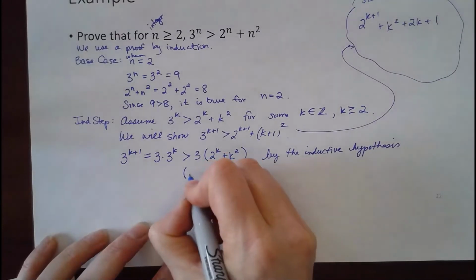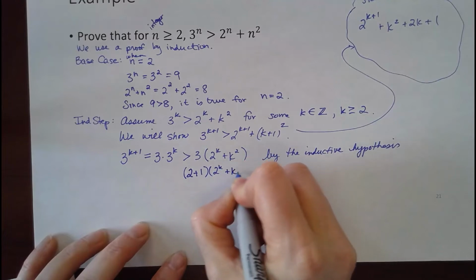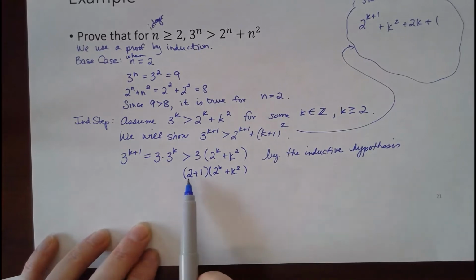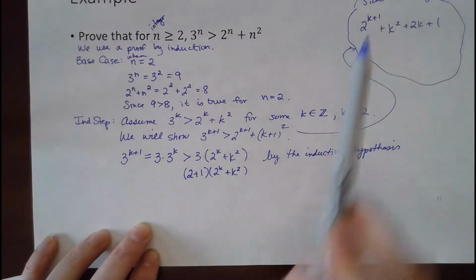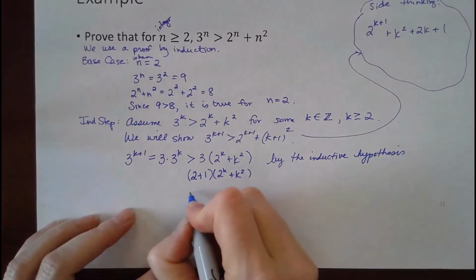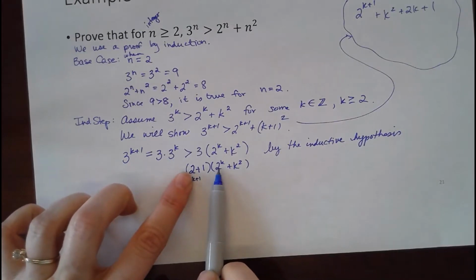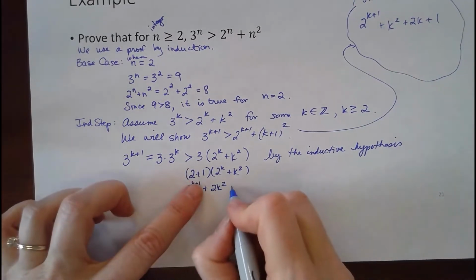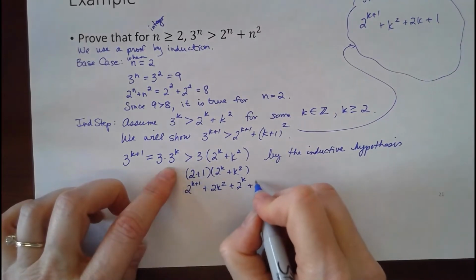So if I rewrite this 3 as 2 plus 1, then look, when I FOIL this out, I have 2 times 2 to the k, and that'll give me the 2 to the k that I'm kind of wanting in my final answer, and that will be helpful. So if I expand that out, I'll have 2 to the k plus 1 when I multiply these two. And then I'll have a 2k squared, and then a 2 to the k, and then I'll have another k squared.